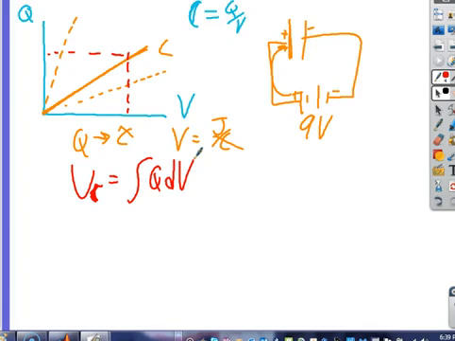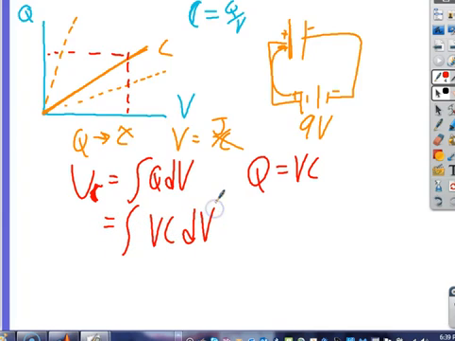So what I would do is I would rearrange Q, and I would say that Q is equal to V times C. So now I plug that in here, and I have V times C dV, and then we get, integrate V, I end up getting 1/2 V squared times C, because C is a constant. It's the capacitance. You can see it's a straight line. Okay? So this is how much energy we would store on the capacitor.